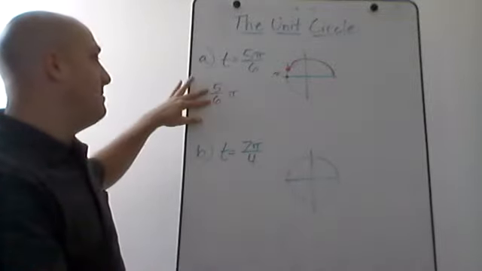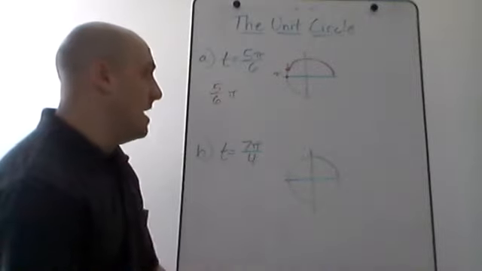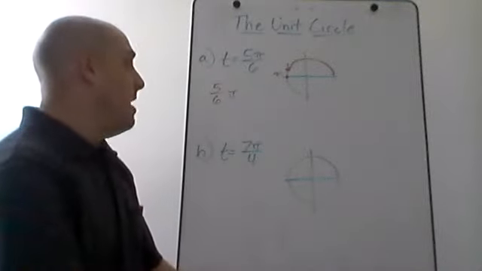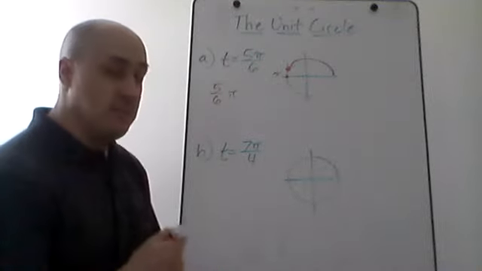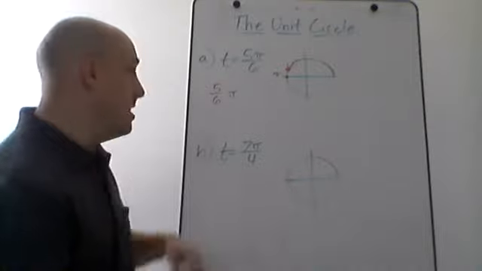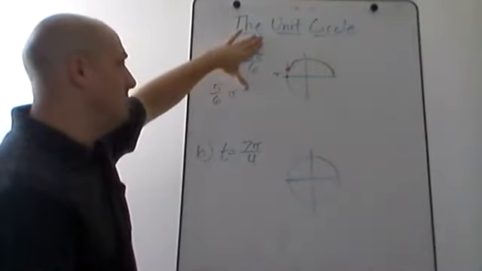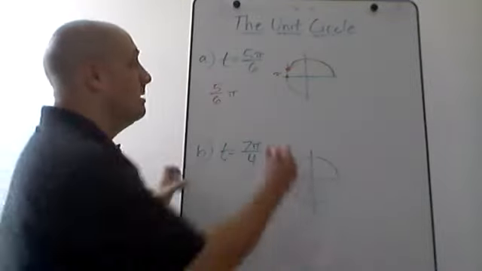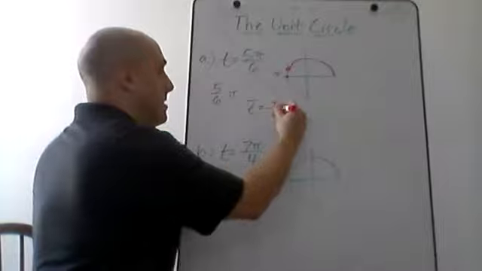Since 5/6, again, that fraction is a little bit less than 1 whole, that's going to leave me in that second quadrant. Now the next thing, once I know which quadrant I'm in, is to find the reference number. Like I talked about in the last video on reference numbers, the reference number is just ignoring whatever number is in the numerator and taking the pi over the denominator. So my reference number, my t bar, in this case is going to be pi over 6.